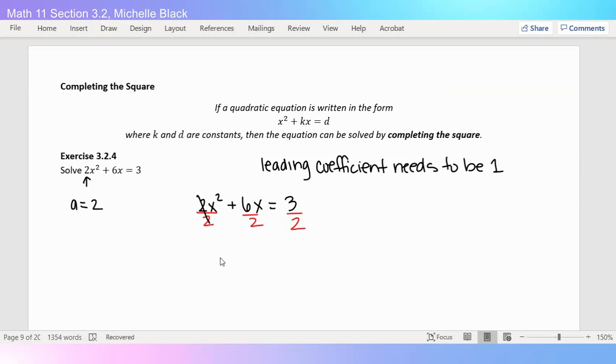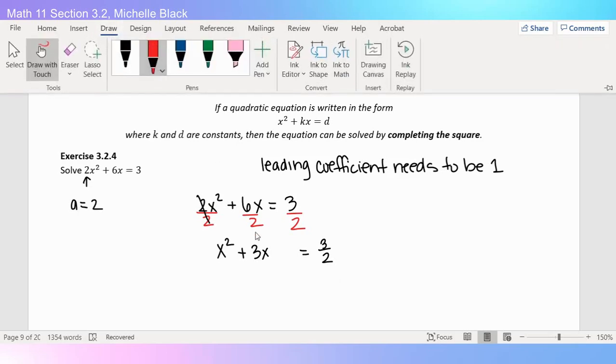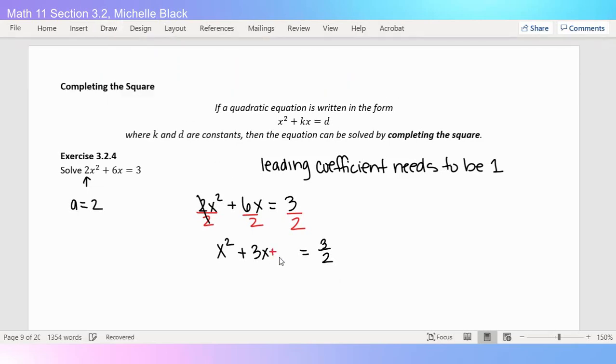My leading coefficient will simplify away, leaving me with 1x squared. 6 divided by 2 is going to leave me with 3x, and 3 over 2 is going to stay that way, or you can think of it as 1.5. And I'm going to leave a little blank because now we're going to complete the square, and remember, we're going to add whatever number we get to both sides of our equation.